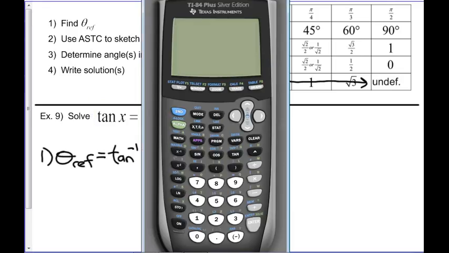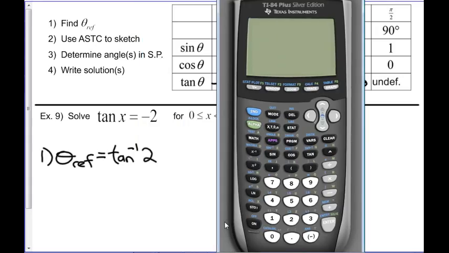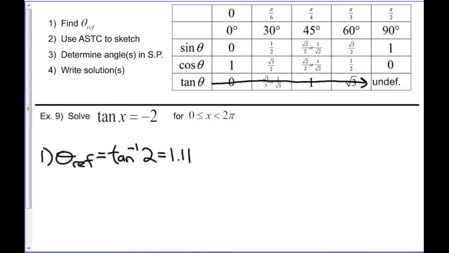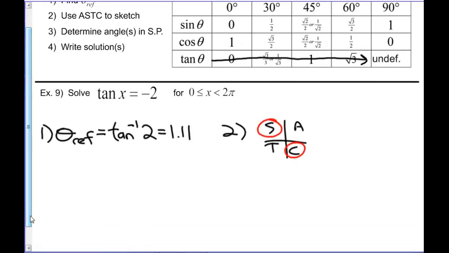Okay, now I go to my calculator. What is the inverse tan of 2? Working in radians, so let's make sure we're in radian. Yep. Inverse tan of 2 is an angle of 1.11 roughly radians. We'll talk about what that looks like in just a second. Now think about ASTC. Tan is positive in quadrants 1 and 3. It's negative here and here, quadrants 2 and 4. Let's go ahead and sketch.